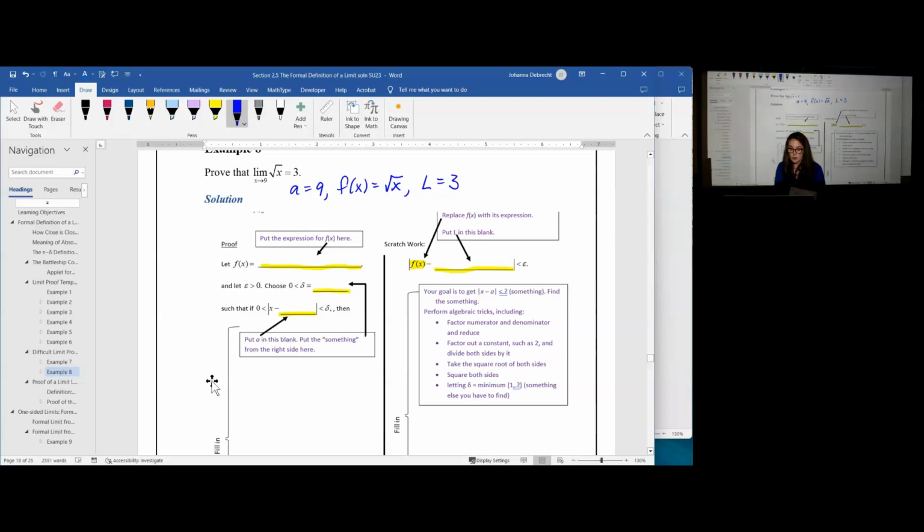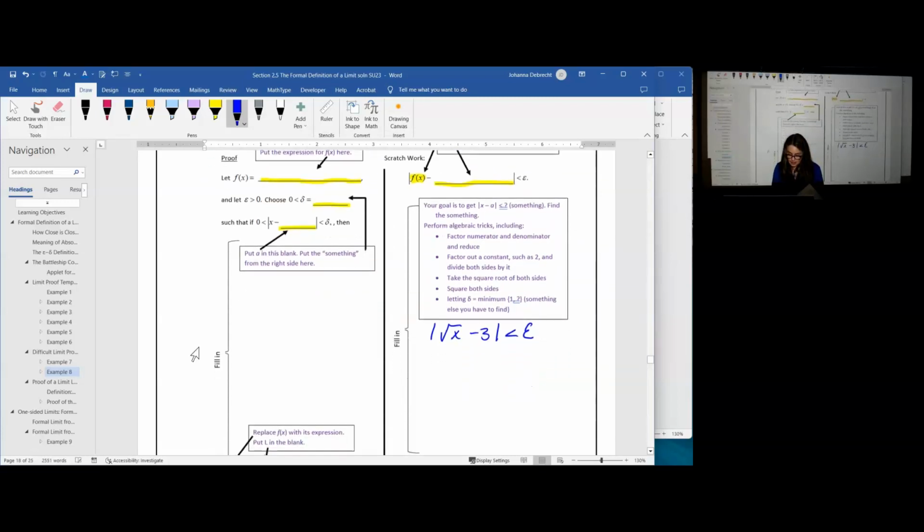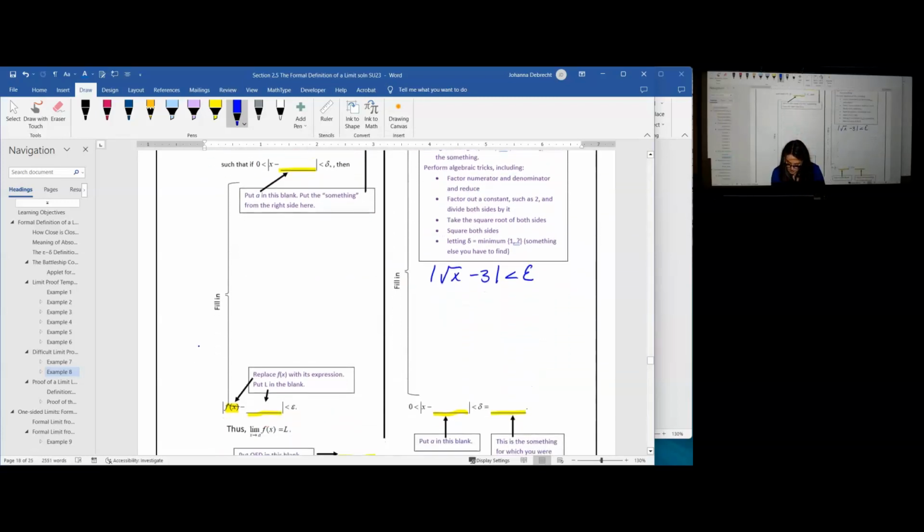We start, as we always do, with the function value minus the limit in absolute value. Square root of x minus 3 less than some epsilon. Now, what are we trying to get at the bottom? We need x minus a, or x minus 9, in absolute values.